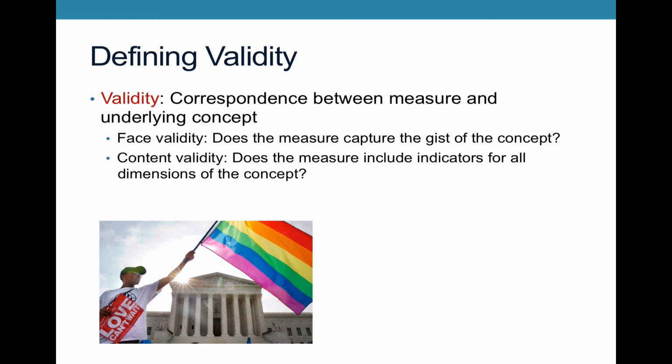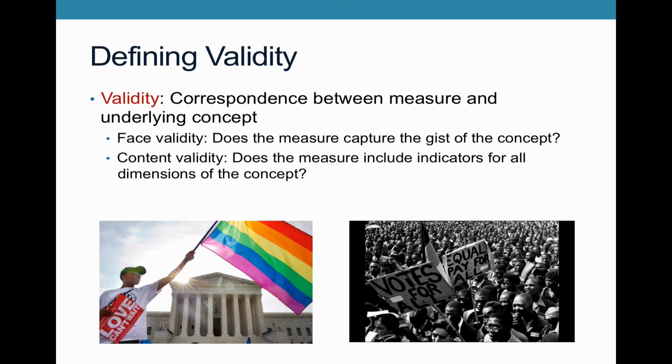Another way you could have a problem with validity is if you have a problem with content validity. So does this measure include all the indicators for all the dimensions of the concept? Remember, with conceptualization, we talked about you have different dimensions that are part of the definition of the concept. So if you only capture one of those dimensions, you could have a problem. So again, let's talk through an example here.